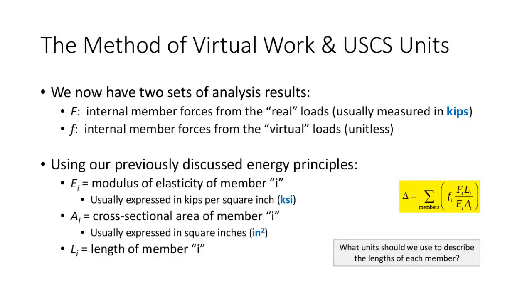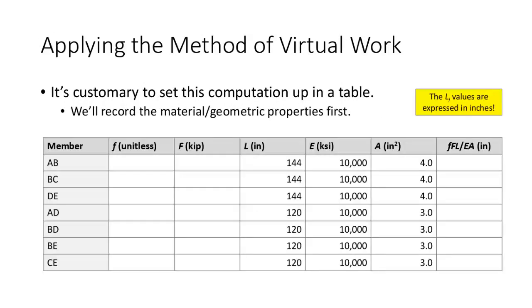Okay, now what I'm doing is I'm summing up this fraction for every member in the truss. And so when I'm applying the method of virtual work, typically what I'll do is set this up as a big table. I'll have 5 terms that I'm trying to report, and then a computation at the end. So the little f, the big F, the L, the E, the A. So notice how the length values are expressed in inches.